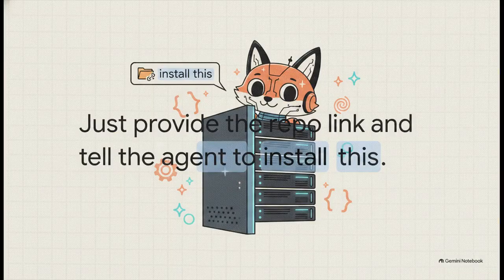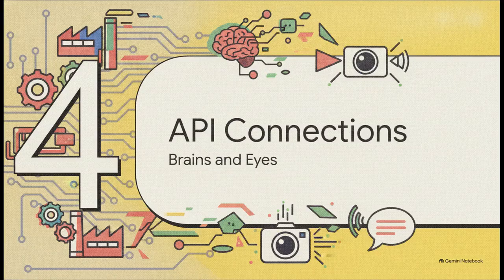I mean, this is a massive paradigm shift. You are essentially hiring a world-class developer who just lives inside your server. Instead of typing out complex Linux commands, you're using natural language. You literally just provide the GitHub link and type, "Install this." The AI agent reads the documentation, unpacks the code, sets up the environment, and then just hands you a web address where your factory is fully operational. Which brings us to Section 4, Connecting Brains and Eyes.